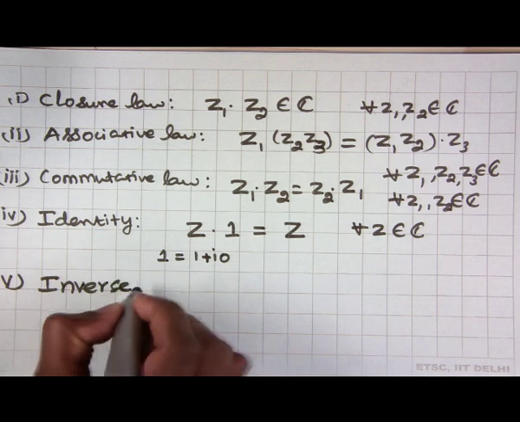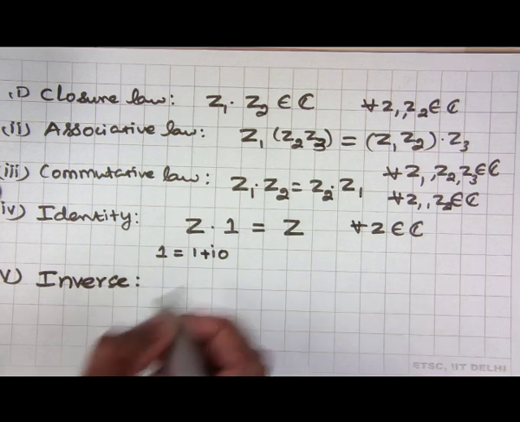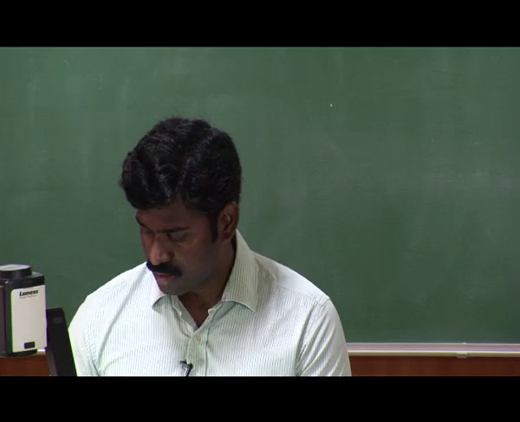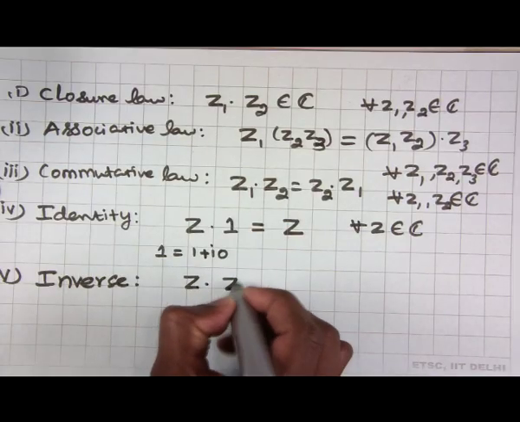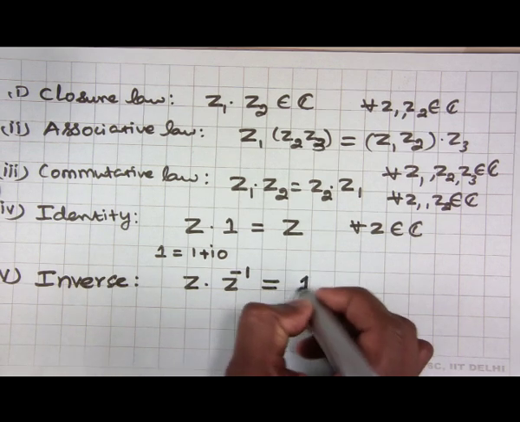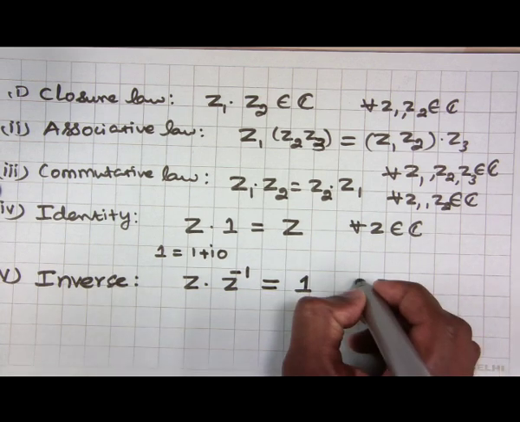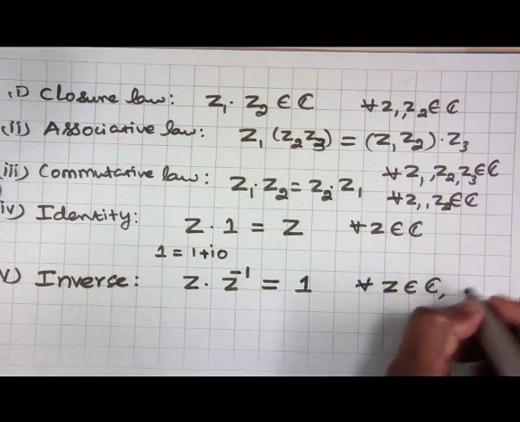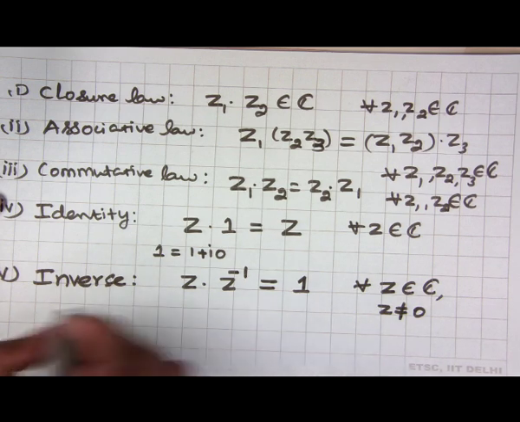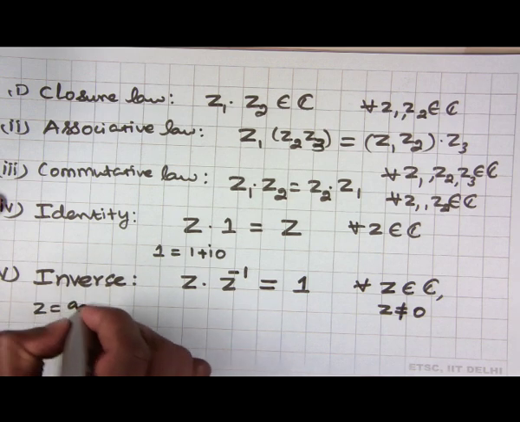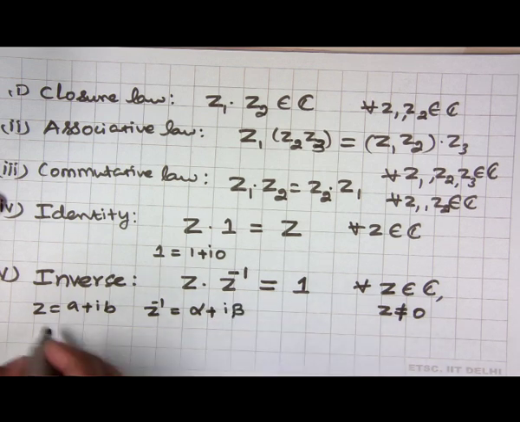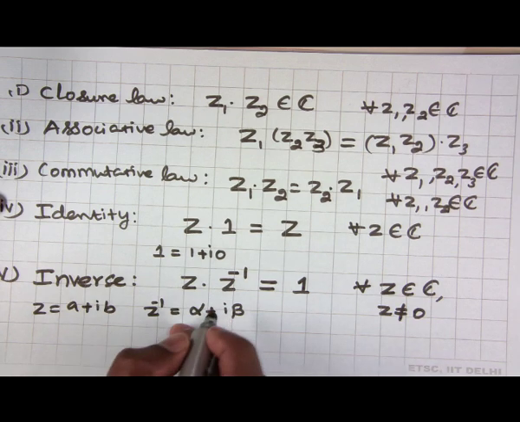Inverse. It is interesting that though the product is complicated, for each non-zero element there exists a complex number which we are calling z inverse, such that z multiplied by z inverse gives the identity element 1. So, this is true for every z in the complex numbers which is non-zero. So, let us see the existence of z inverse. We are demanding z inverse must be a complex number, which means that it is of the form alpha plus i beta. So, we intend to find what alpha and beta are.